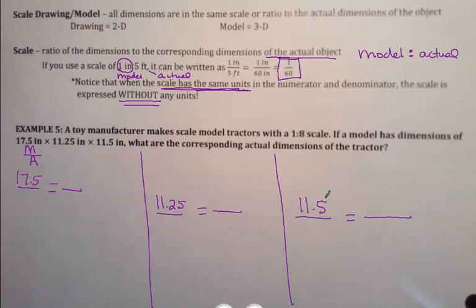So do I know the actual size of my tractor? Right? Model is in the numerator. Do I know the actual size of this? No. So I'm just going to label this one X. Do I know my actual measure of this side? Nope, that's my Y. Do I know my actual measure of this side? Nope, we're going to make that Z.